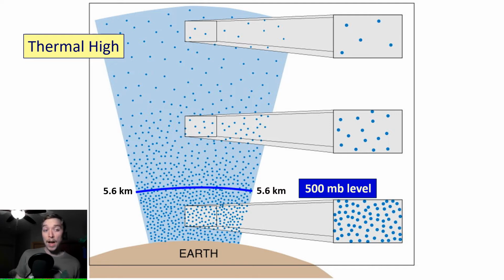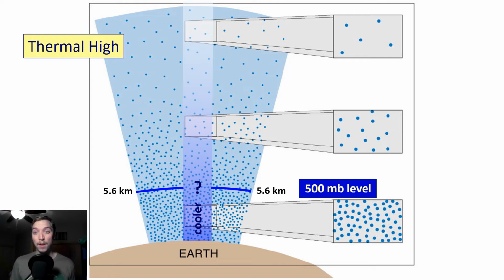Okay, now what about a thermal high pressure system? Here we've got a colder air mass. What do we think would happen? With this type of system, we have colder, denser air, right? So we would expect a more compact air parcel. This means that there would be a low pressure system aloft with converging winds in the higher portion of the atmosphere.